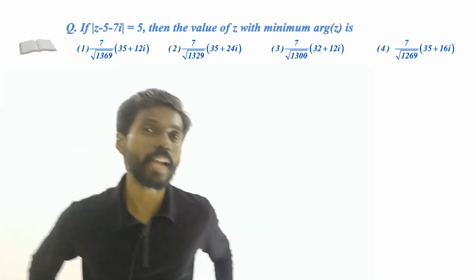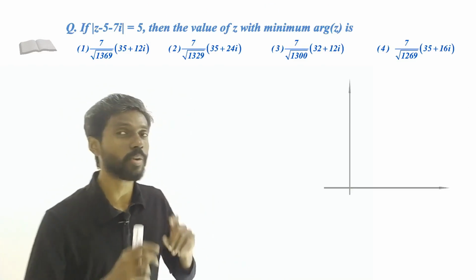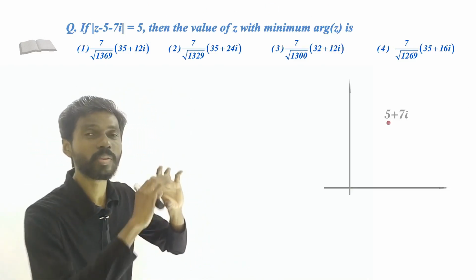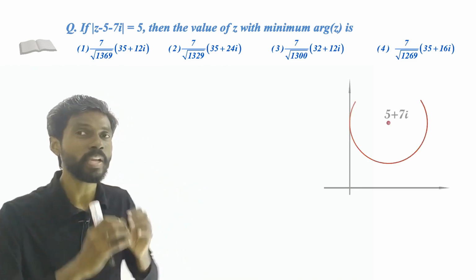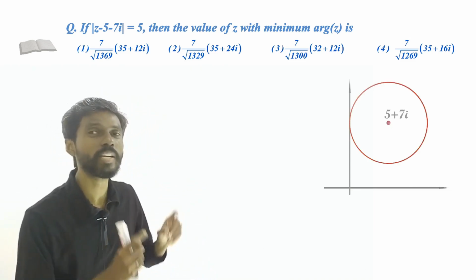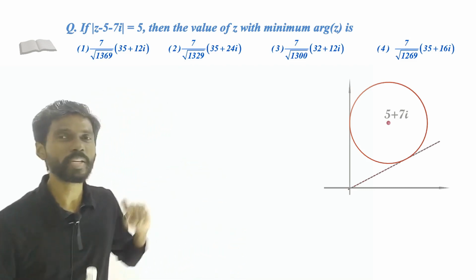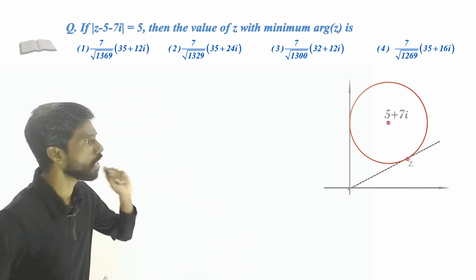This question is just like the last question, but the center of the circle is not on the x-axis. The center is 5 plus 7i. Now z lies on a circle with center 5 plus 7i. We have to find that value of z which has minimum argument. Just like the last one, we have to use simple geometry or maybe some trigonometry. So let us find it.